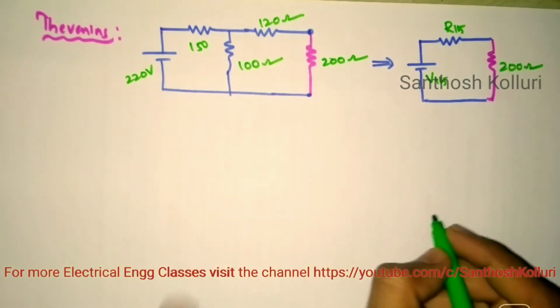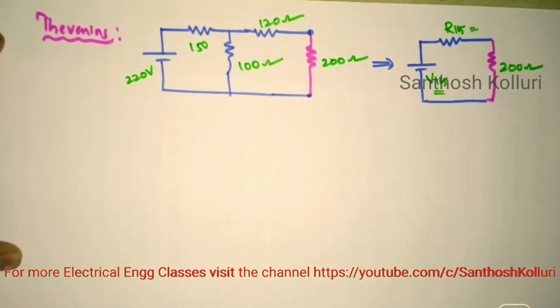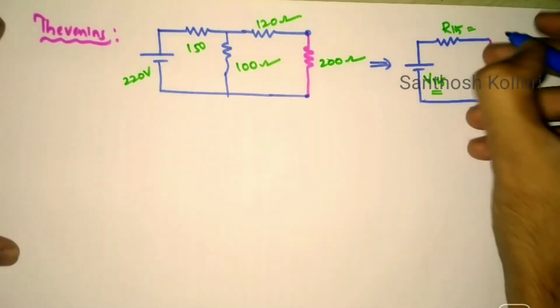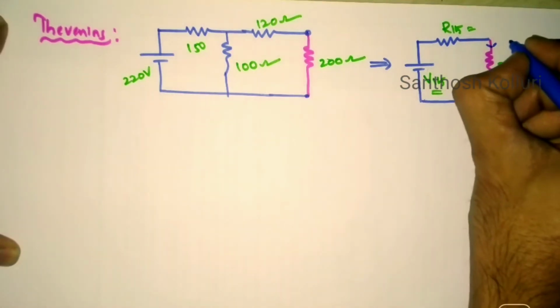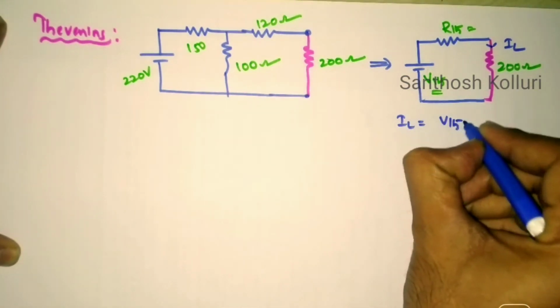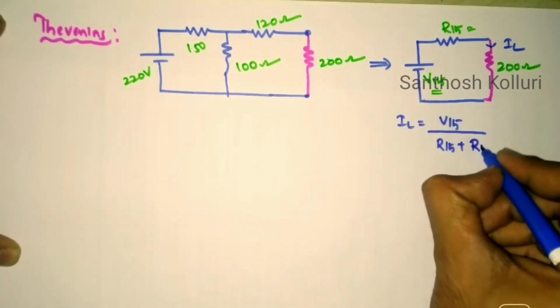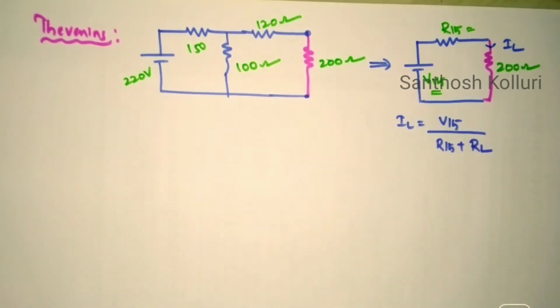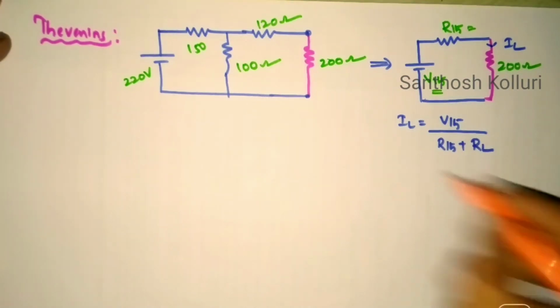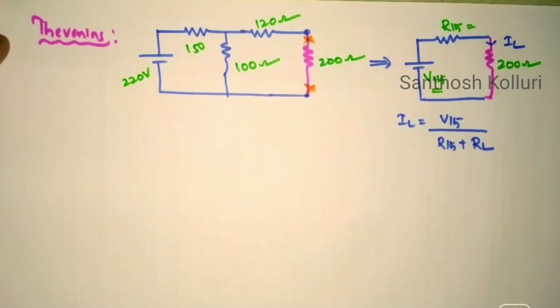So here our intention is to find out this Thevenin's voltage as well as Thevenin's resistor, so that we can calculate the load current which is flowing through this load of 200 ohms. So this IL can be written as V Thevenin divided by R Thevenin plus RL. RL is nothing but the load resistor. So for that, first of all, we have to remove this load resistor. Then we have to calculate the V Thevenin as well as R Thevenin.